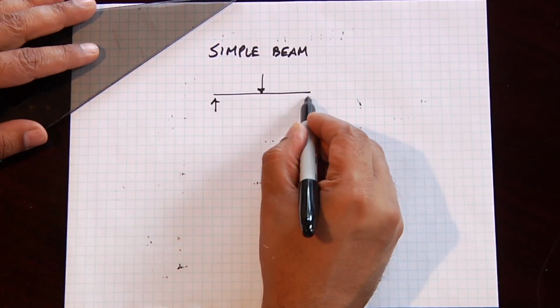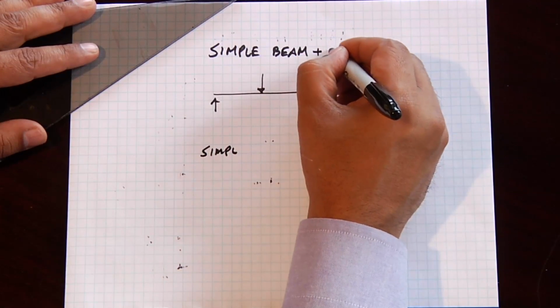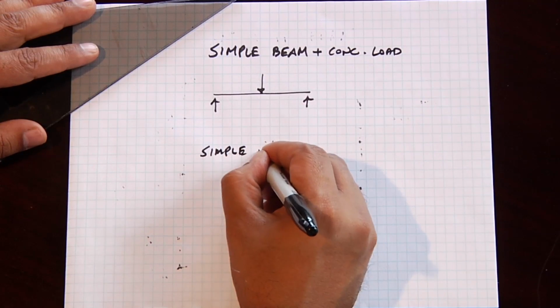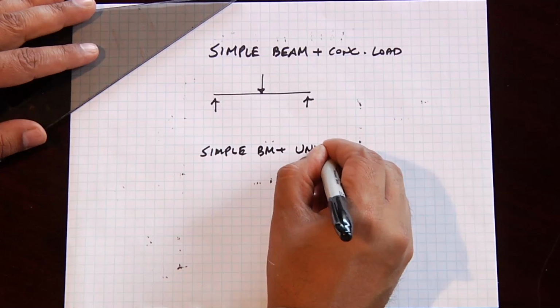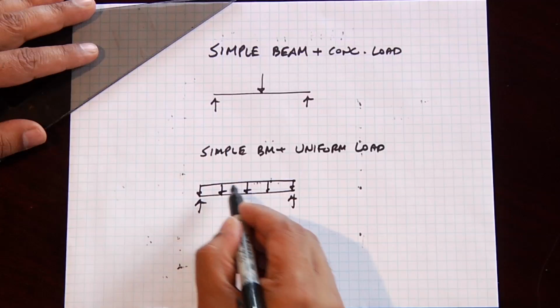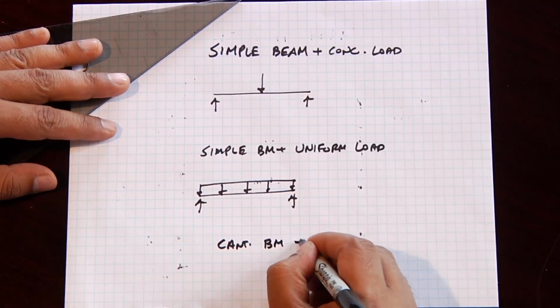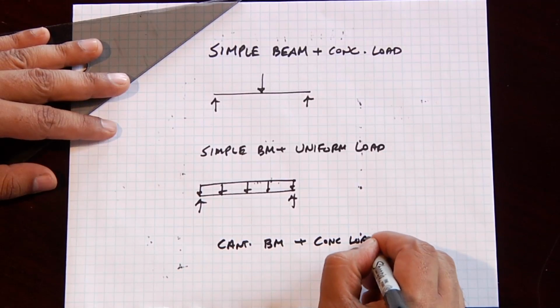We did the simple beam, which was the first problem. We did a simple beam with concentrated load. And then we did the simple beam with a uniform load. That was the second example. And then we did the cantilever beam with a concentrated load.